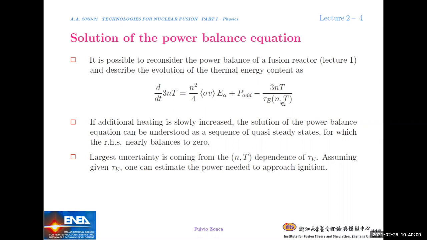You can assume, as we do very often in thermodynamics, that the system evolves through states of near equilibrium. In this equation, this term is very well known. We discussed it extensively yesterday, and we saw that it depends only on density and temperature, because sigma times v can be plotted as a function of the temperature. The additional power input you also know very precisely. So the largest uncertainty in this equation is the behavior of tau E, the energy confinement time, as a function of the density and the temperature.